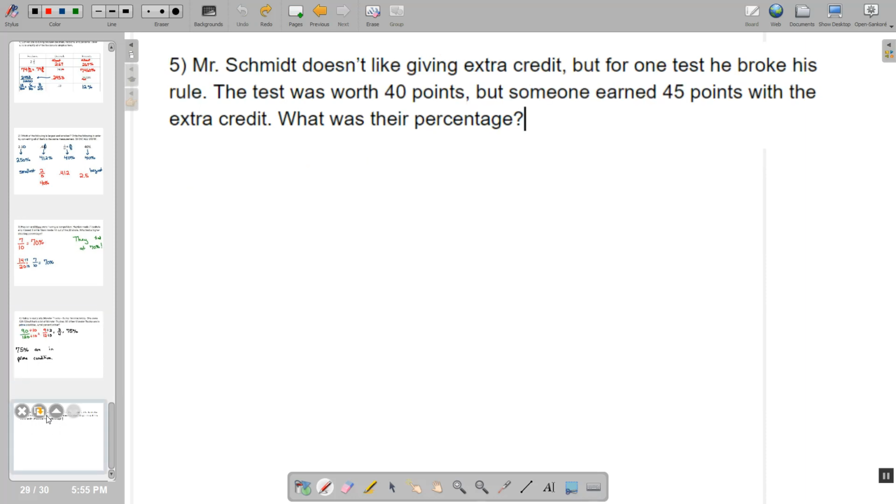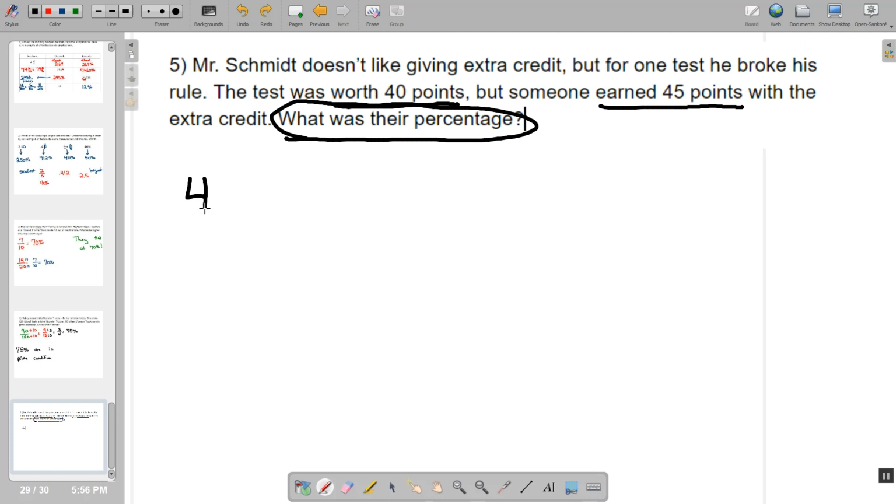Mr. Schmidt doesn't like giving extra credit, but for one test, he broke his rule. The test was worth 40 points, but somebody earned 45 points with the extra credit. What was their percentage? Okay. So, if someone earned 45 points out of 40, that means they made over 100%. So what I'm going to do is make this a mixed number. I'm going to make this one whole, that's our 100%, and then 5/40ths left over.